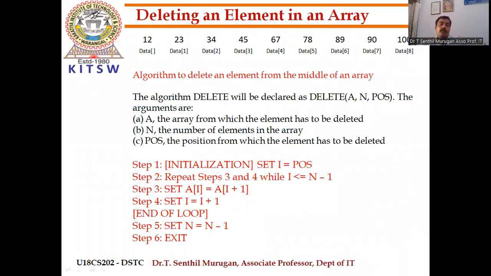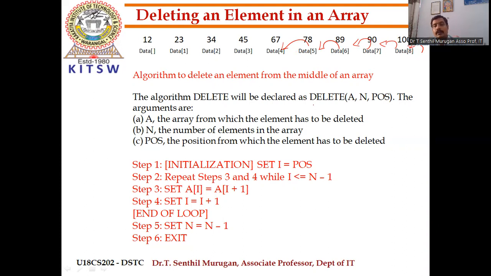So what do we have to do? From n minus 1 up to 4 we have to swap the values. So after swapping it happens like this: data[9] will be shifted to data[8].